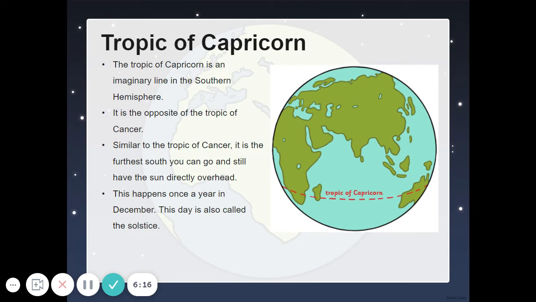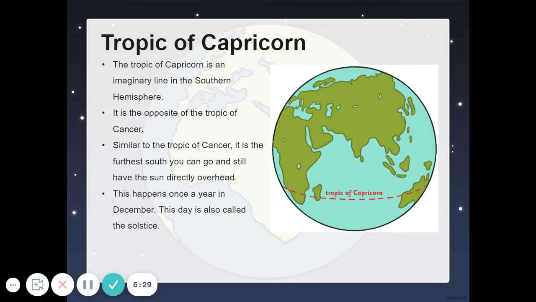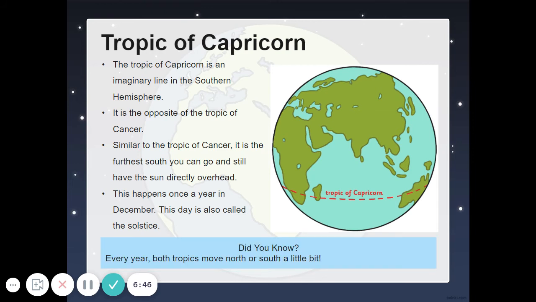Here we go, the Tropic of Capricorn, which is, let me get my mouse, just this dotted line down there. So the Tropic of Capricorn is an imaginary line in the southern hemisphere. It is the opposite of the Tropic of Cancer. Similar to the Tropic of Cancer, it is the furthest south that you can go and still have the sun directly overhead. This happens once a year in December. This day is also called the solstice. Did you know that every year both tropics move north or south a little bit?